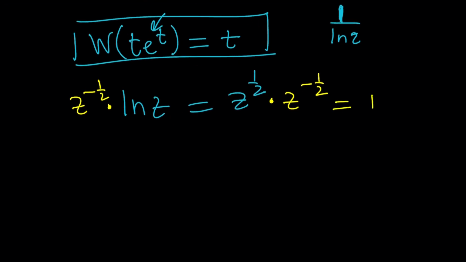But this becomes 1, z to the power 0, and this becomes what it is, z to the power negative 1/2 times ln z equals 1.